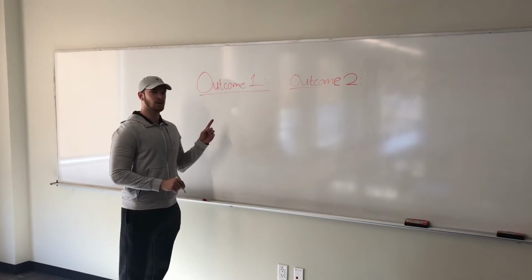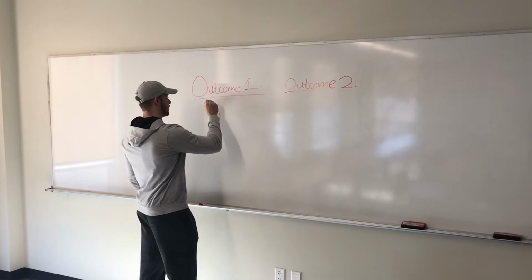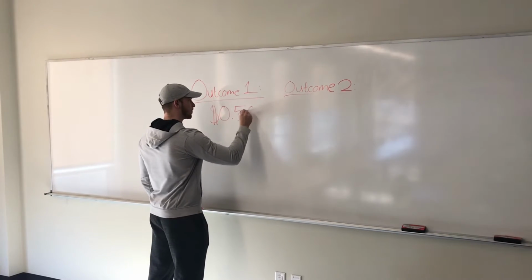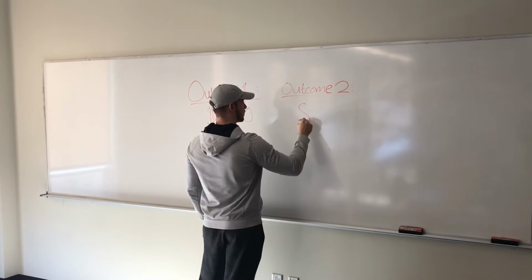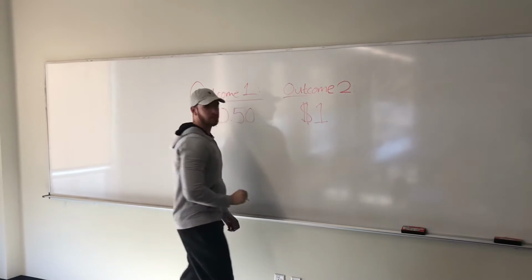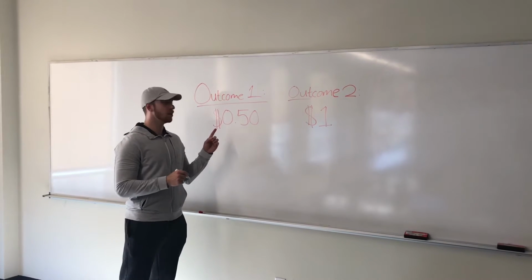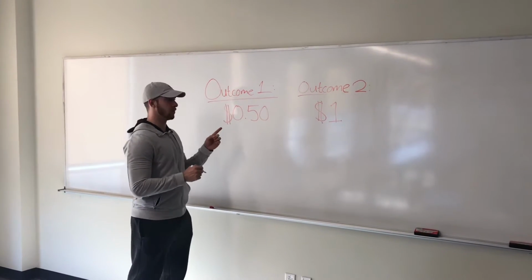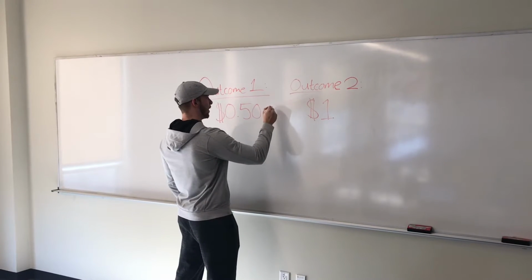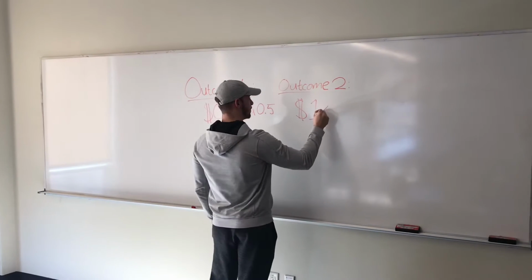So the first step here is to determine what the two outcomes are. In this case, it's going to be 50 cents and $1. Now we identify that there's a 50% chance of each outcome being the outcome that the tooth fairy leaves us. So we're going to multiply by 0.5 and 0.5.